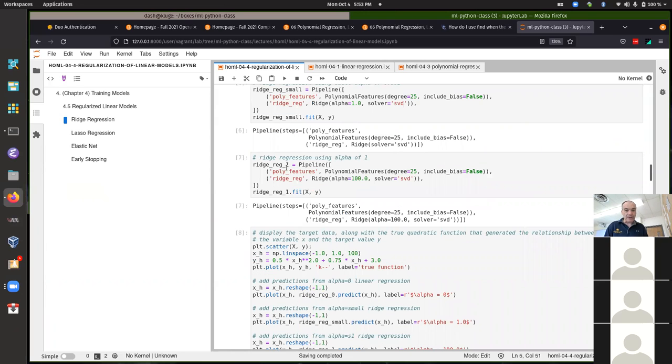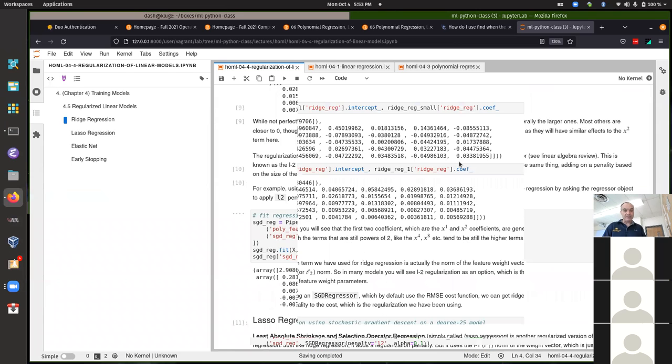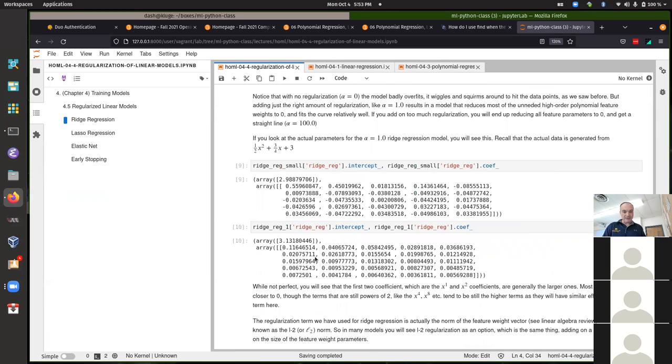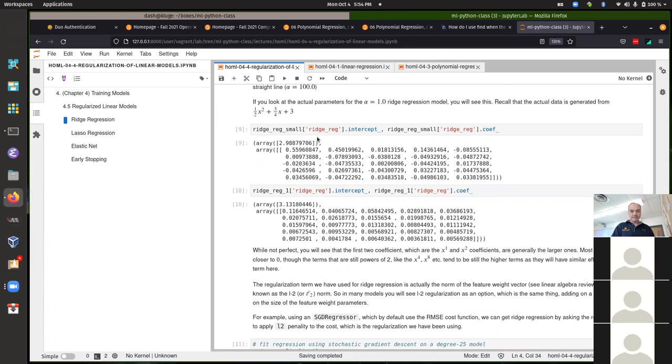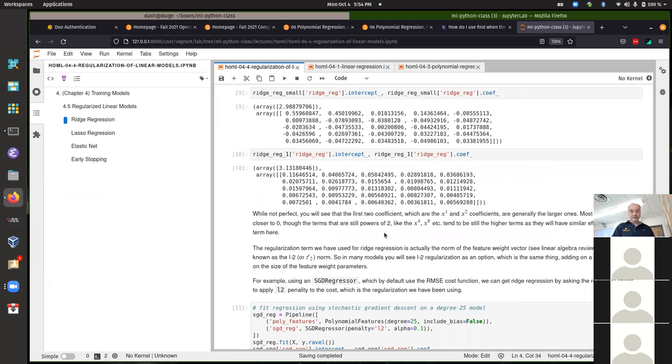These names maybe weren't good names. So the ridge regression one was where we used an alpha of 100 here. So this drove it to be smaller. If you look at the parameters in that case, they're smaller than in the previous case, but still not completely zero. So, all right.